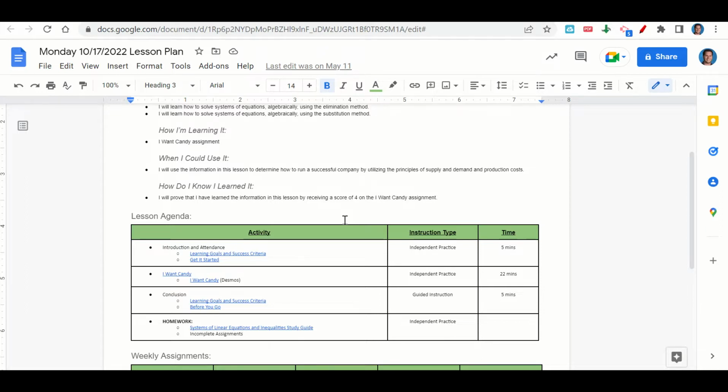Before You Go. Your only homework for tonight is to continue working on the systems of linear equations and inequality study guide and any incomplete assignments that you may have.